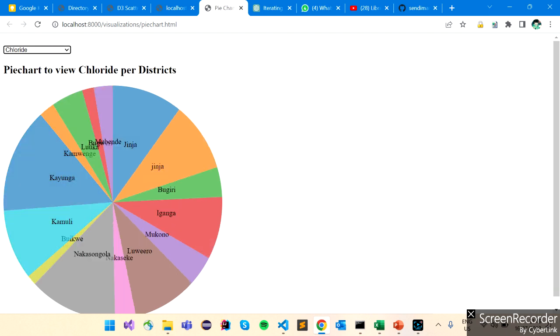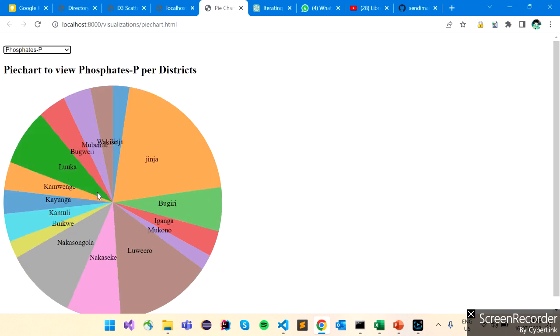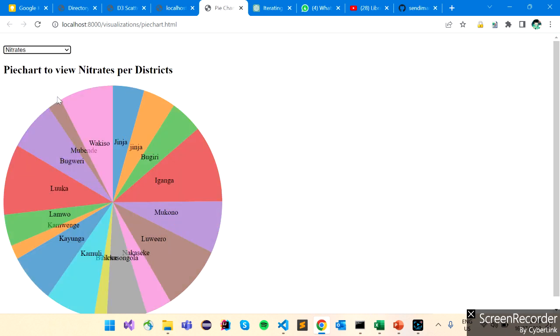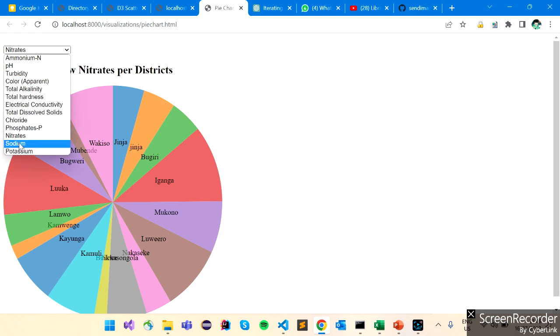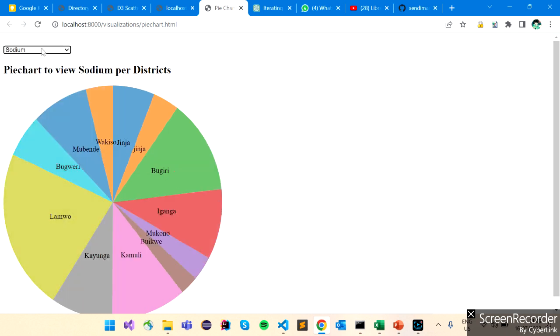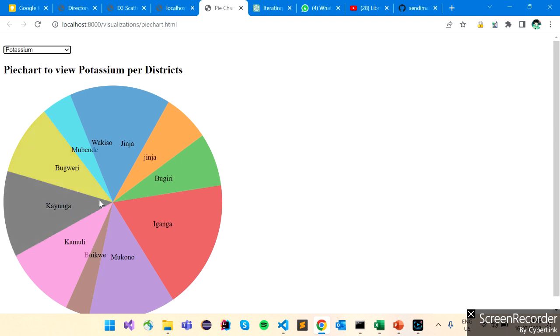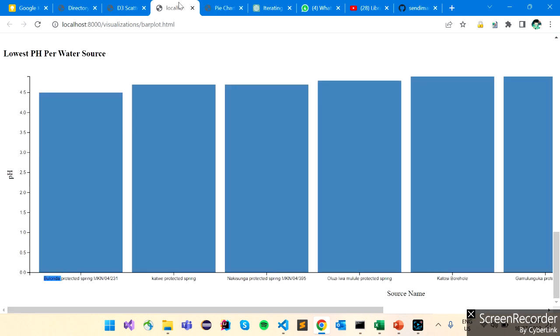In terms of chloride, we can see Kayunga has the highest. Phosphates, we can see Ginger has the highest. Nitrates, sodium concentration, we can still see Lamu water. Then potassium, we can see Iganga as one of the highest. So from this pie chart, we can gather insights that Lamu water is a bit unclean compared to the other regions in more than one metric.